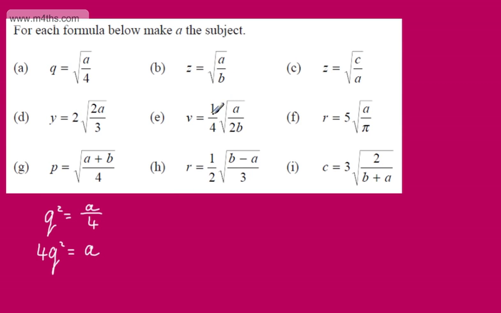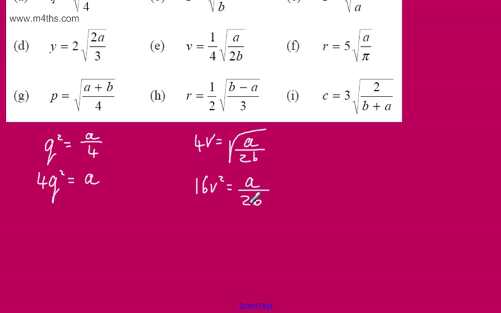This one right here, I could either say I'm going to divide both sides by 1/4 or multiply both sides by 4. So if I multiply both sides by 4, we get 4v is equal to the square root of a over 2b. A is still stuck under the root, so I'm going to square both sides. That's going to give me 16v squared. 4 squared is 16, v squared is v squared, and that's going to give me a over 2b.